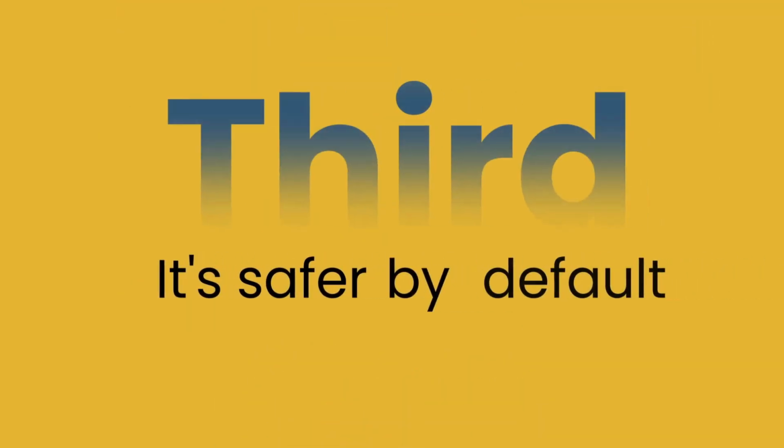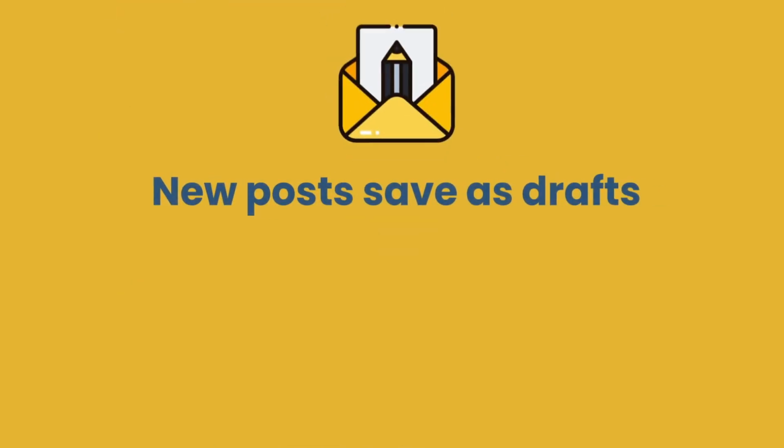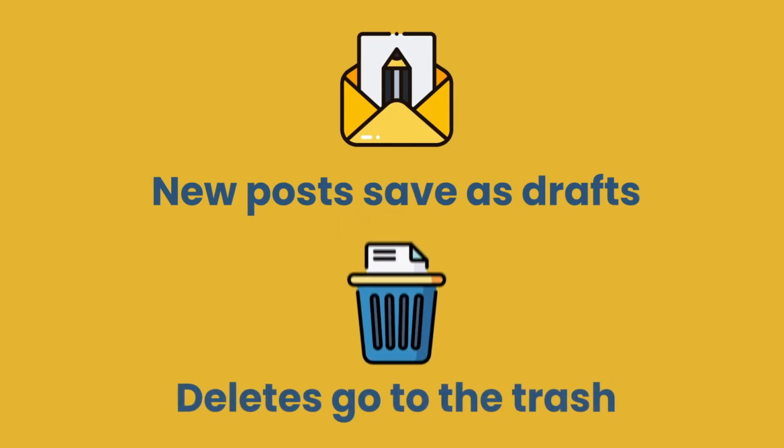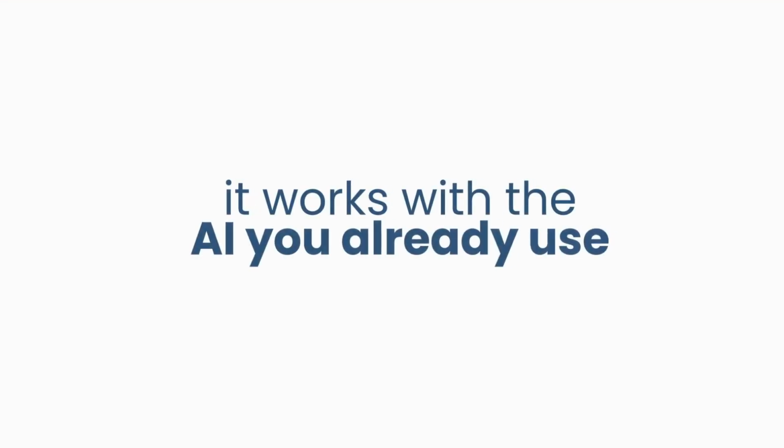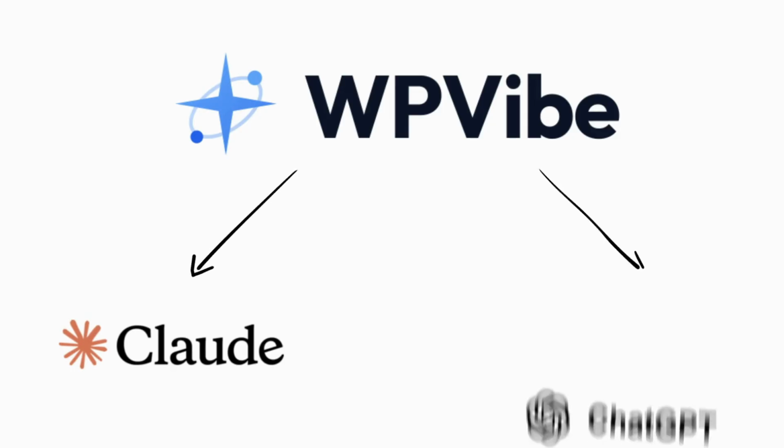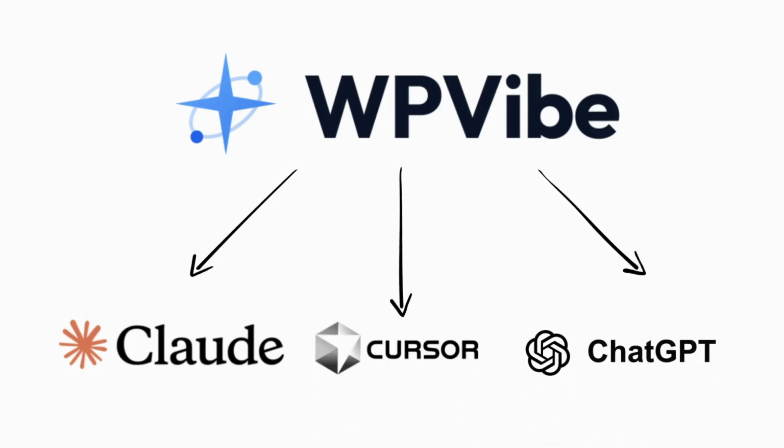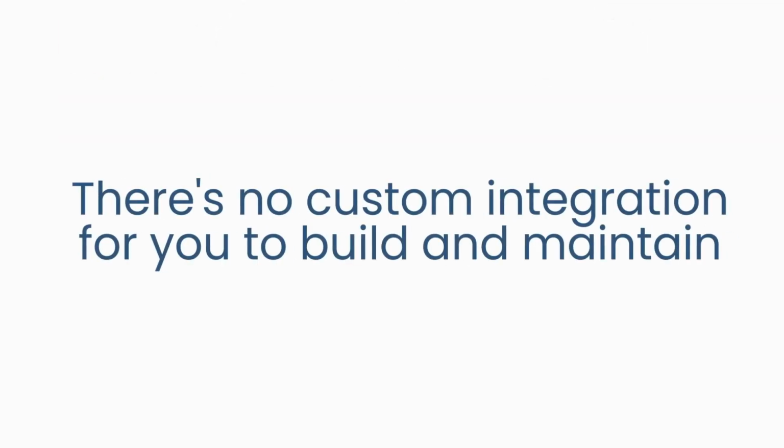Third, it's safer by default. New posts save as drafts and deletes go to the trash, so nothing goes live or disappears by accident. And finally, it works with the AI you already use. WPVibe connects to Claude, ChatGPT, Cursor, and other clients, so you're not locked into one tool, and there's no custom integration for you to build and maintain.